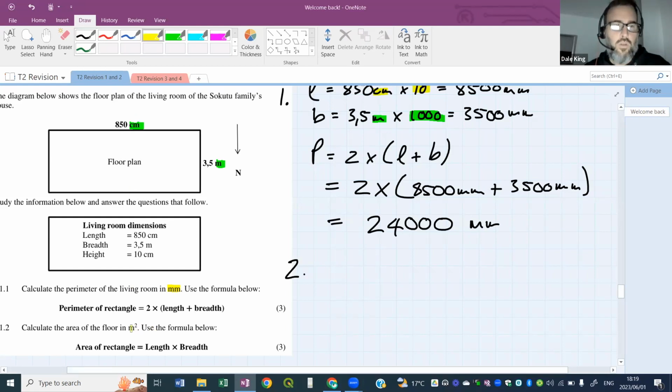So the question wants it in meters squared. Like I suggested before, I suggest you change all the dimensions that you need, the length and the breadth, into meters first. There's a tip there from Kia for those guys who can't see the screen. All right, I'll give you a couple of minutes, and then we're going to try the second question on the area. Calculate the area, but in meters squared.